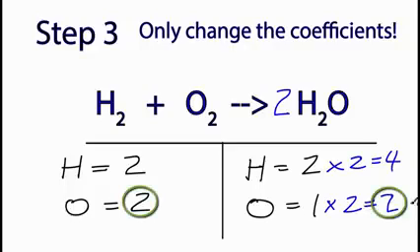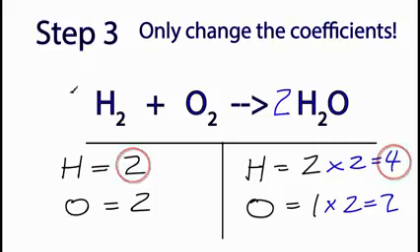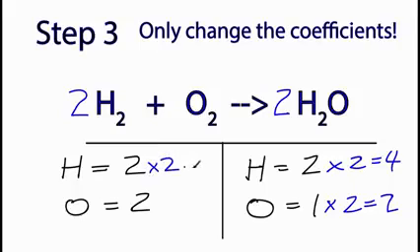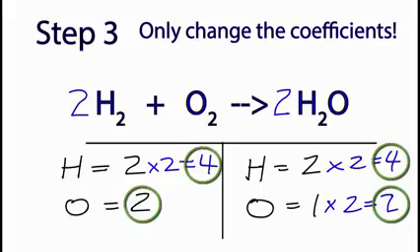So my oxygens are balanced now, but my hydrogens are messed up. What I can do over here is put a 2 in front of hydrogen, and now 2 times 2, that'll give me 4. And now the atoms on each side of the equation are the same. This equation's balanced.